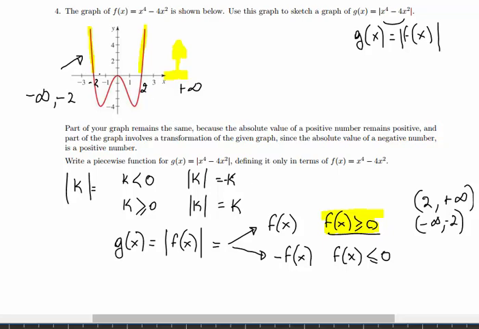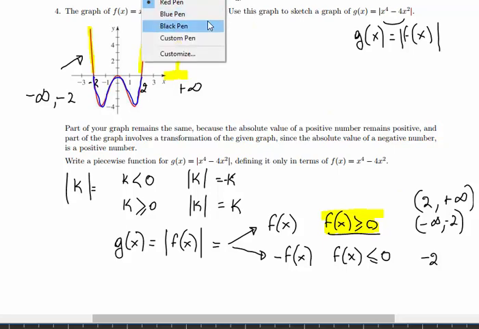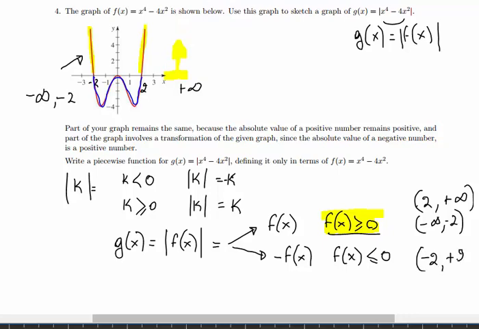What happens now from negative 2 to 2? Well, from negative 2 to 2, as you can see, the points of the f of x are under the x-axis. So what does this mean? This means that they have negative y coordinates. So this means that from negative 2 to positive 2, the g of x is going to be negative f of x.